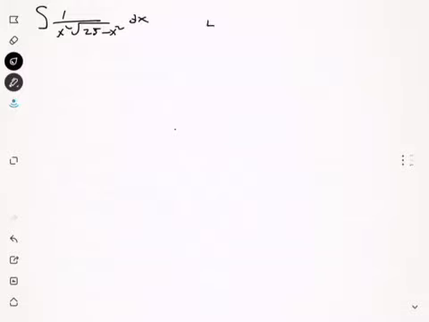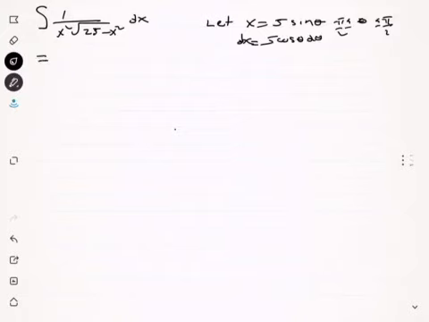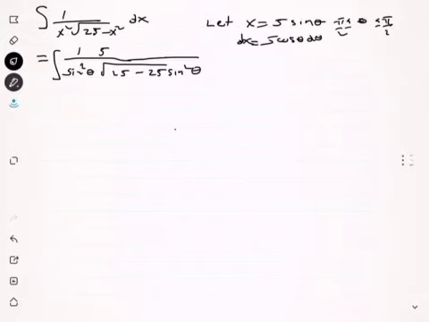We're going to let x equal 5 sine of theta, where theta is between negative pi over 2 and positive pi over 2. Okay, then dx is 5 cosine of theta d theta. So after that substitution, this integral becomes the integral of the square root of 25 minus 25 sine squared theta, over sine squared theta, times dx, which is 5 cosine theta d theta.